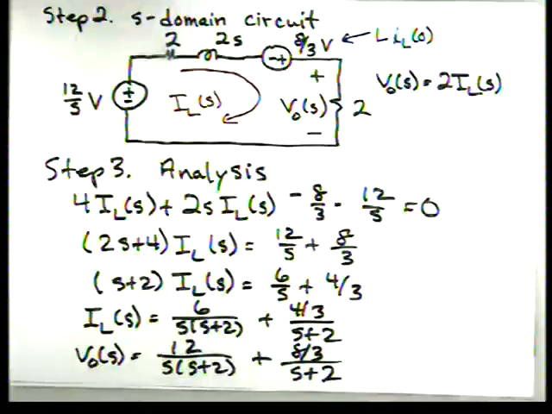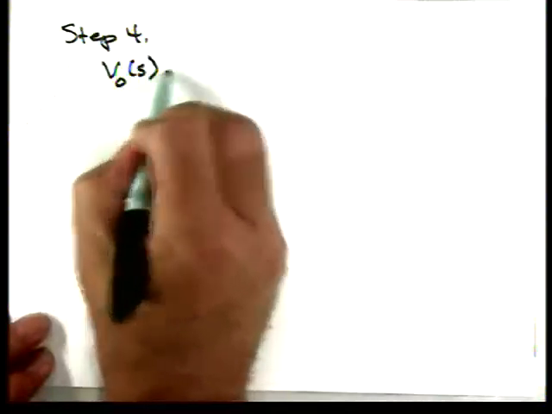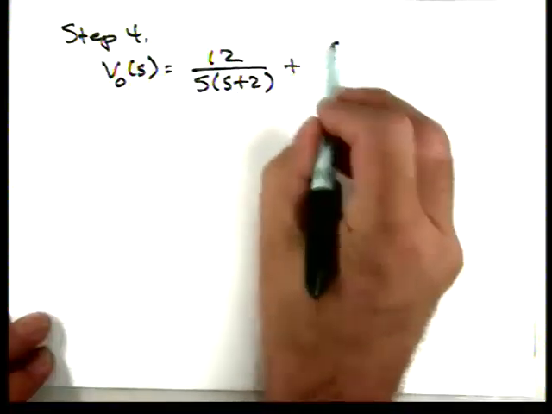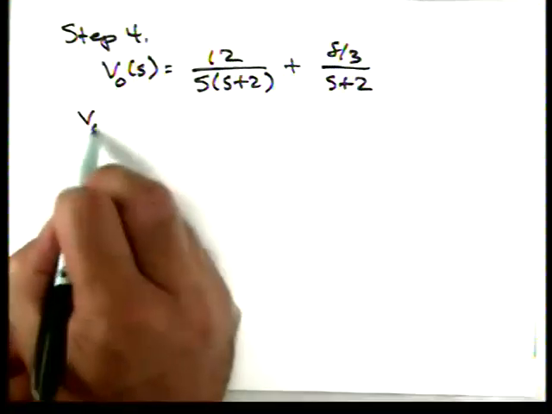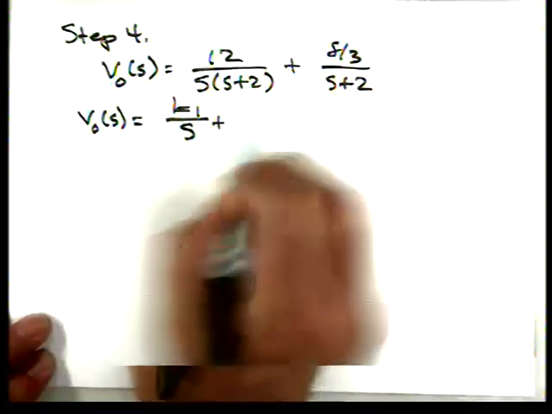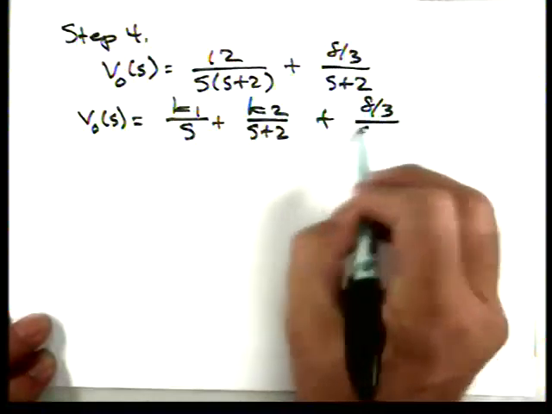So now we just need to go in and do a partial fraction expansion. So if we look at our step 4, where we're going to go through now and perform the inverse, we have 12 over S times S plus 2, plus 8/3 over S plus 2. So we can write V0 of S as K1 over S plus K2 over S plus 2 plus 8/3 over S plus 2.